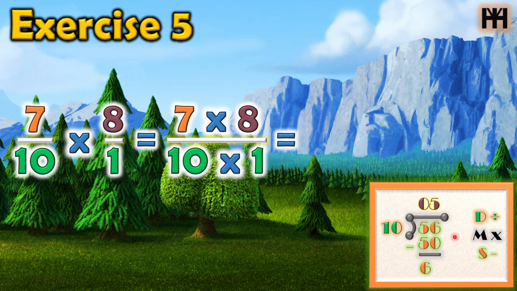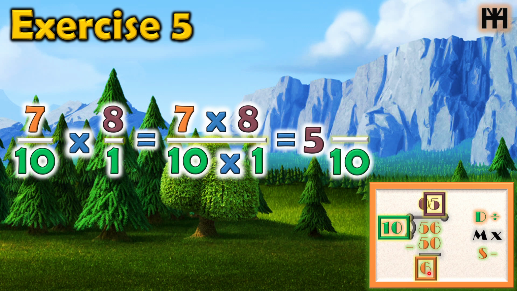Okay, so our whole number here will be 5, the denominator will be 10, and the numerator will be 6. Okay, so we can divide by 2, as 6 and 10 are even numbers. We can take 2 as a common factor between both of them. So 6 divided by 2 is 3, and 10 divided by 2 is 5. So it's 5 and 3 over 5.